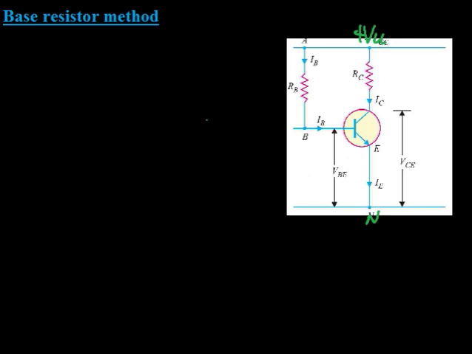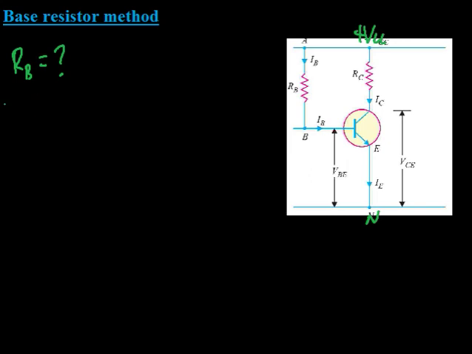So now let's analyze this circuit first. Analyzing the circuit means we want to determine what value of RB is to be connected in the circuit. This is otherwise called designing the circuit. What is the value of the resistance RB connected in the circuit so as to fulfill the biasing conditions?